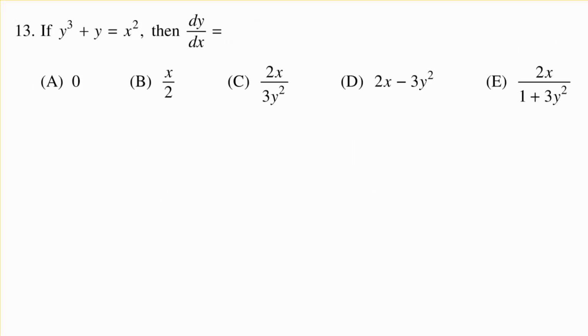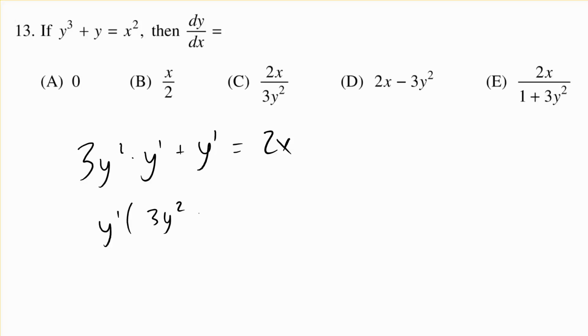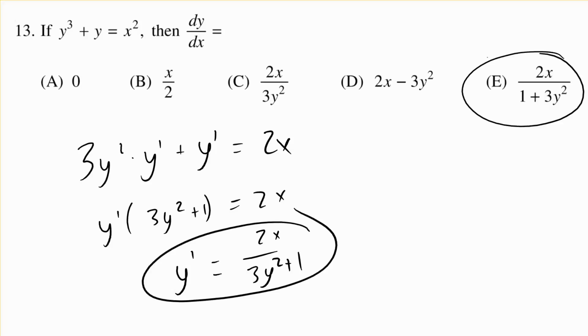All right, if y cubed plus y equals x squared, then what is the change in y over the change in x? I think I've got to do a little implicit differentiation. 3y squared y prime plus y prime equals 2x. Y prime times (3y squared plus 1) equals 2x. Y prime equals 2x over 3y squared plus 1. That was a nice one. Sweet.